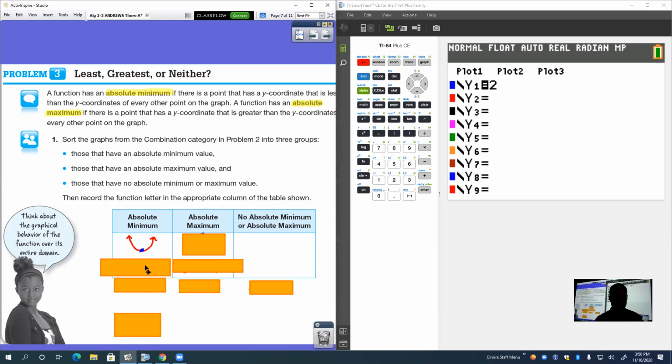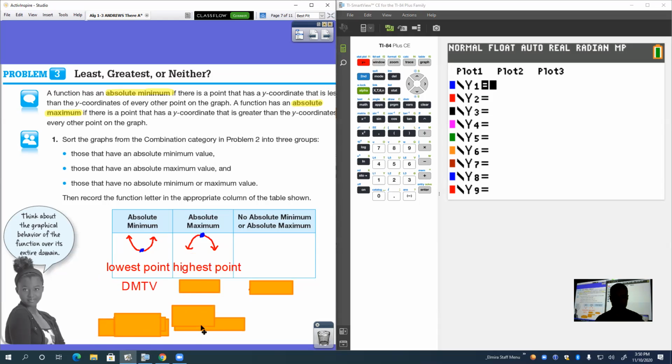So an absolute minimum looks like this. Absolute maximum looks like this. So when we take a look at these, this is an absolute minimum. It has a low point on the graph. This is an absolute maximum. It has a high point on the graph.